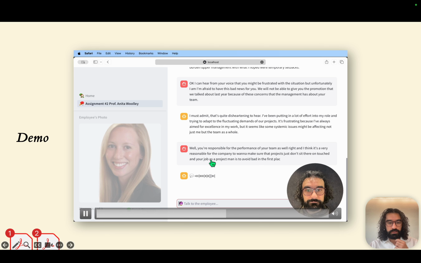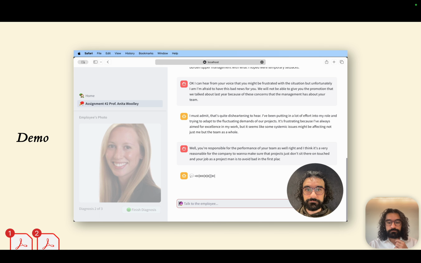Certainly, I understand the importance of my role in ensuring team performance and project momentum. It's been challenging to maintain a consistent workflow with the ebb and flow of urgency from leadership, coupled with projects that sometimes stall or are shelved without clear communication.